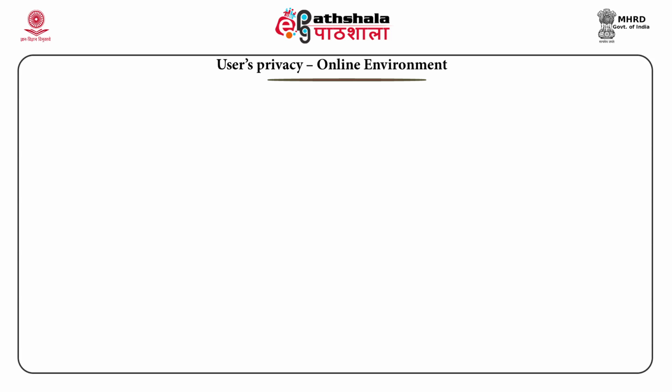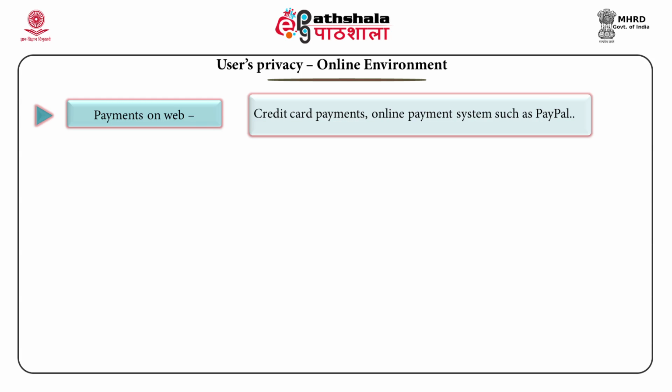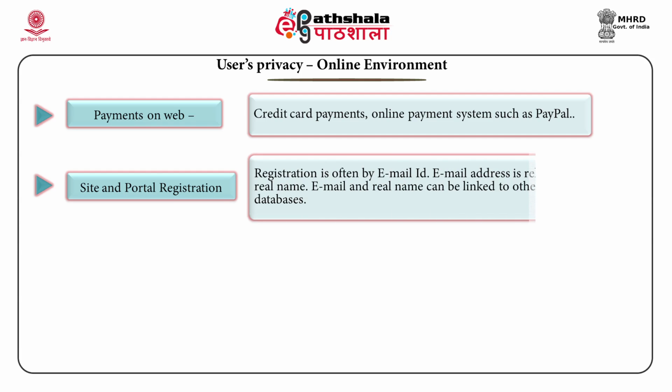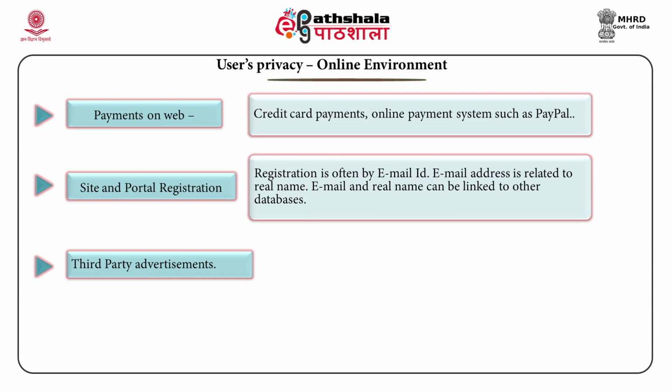If you are making payments on the web, they are usually made by credit card or by online payment systems such as PayPal. For that, only site or portal registration is needed. Registration is often done through email. Email is usually related to your real name, so email and real name can be linked to other databases. There are third party advertisements, contests and offers which you would like to take. In turn, you give your data.